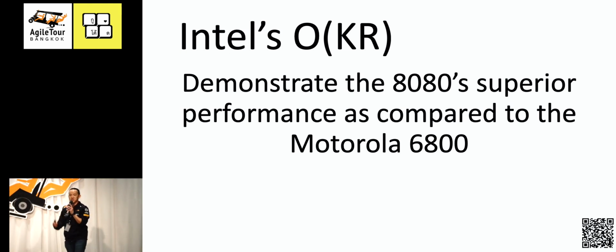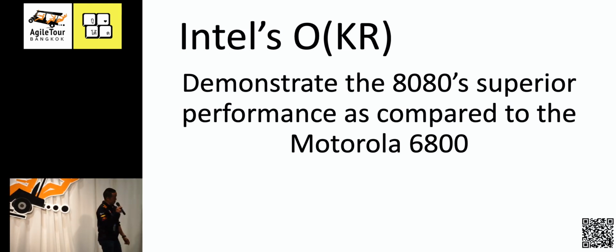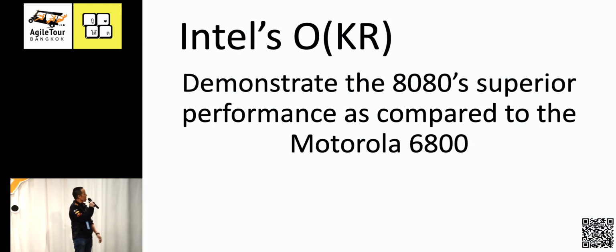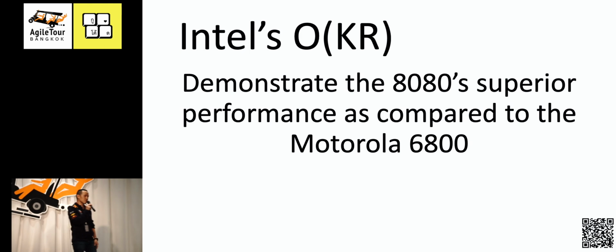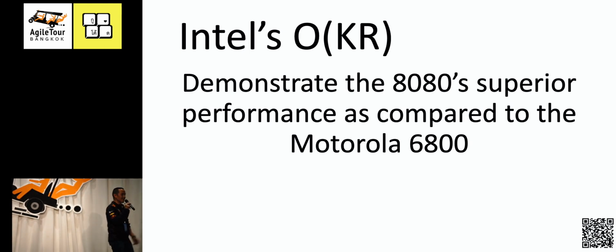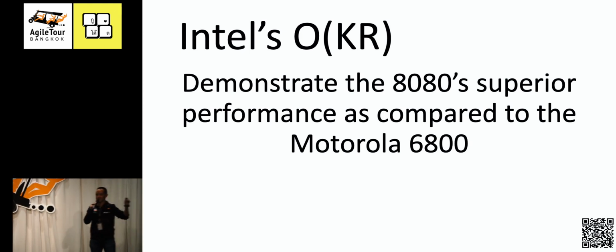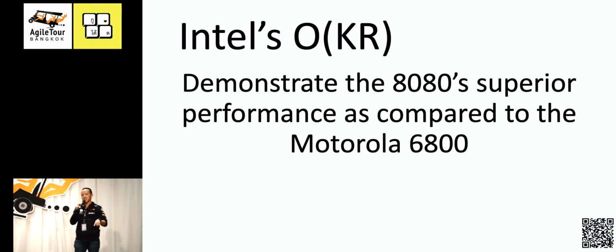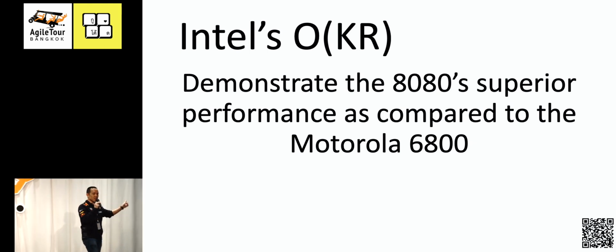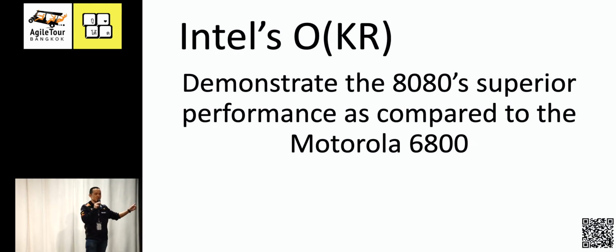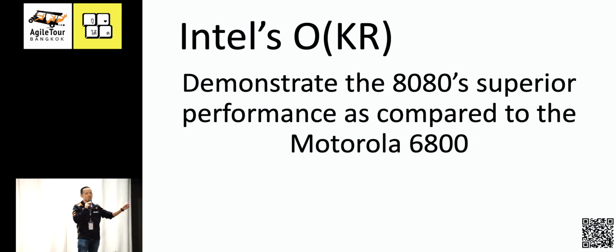OKR needs to be very specific, and I left this off the book. Intel's OKR: demonstrate the 8080's superior performance compared to Motorola 6800. This is a leader's choice. Our priority right now is 8080s. If you're not working on this, it's not our priority. Do you think everybody in Intel was working on this?